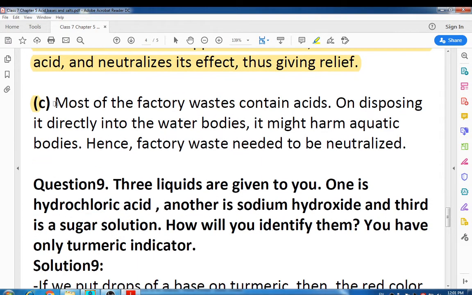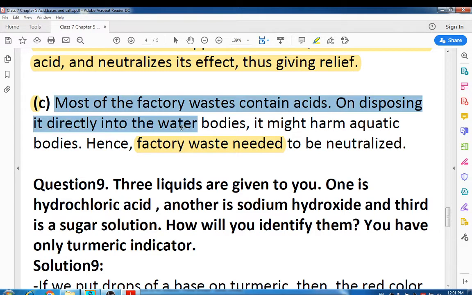And the last one, the reason, that is about factory waste. As we know, the factory waste contains acids. So if we dispose the acids directly into the water bodies, that kills the aquatic animals and aquatic plants, and that's why we have to neutralize the effect of factory waste. Understood?